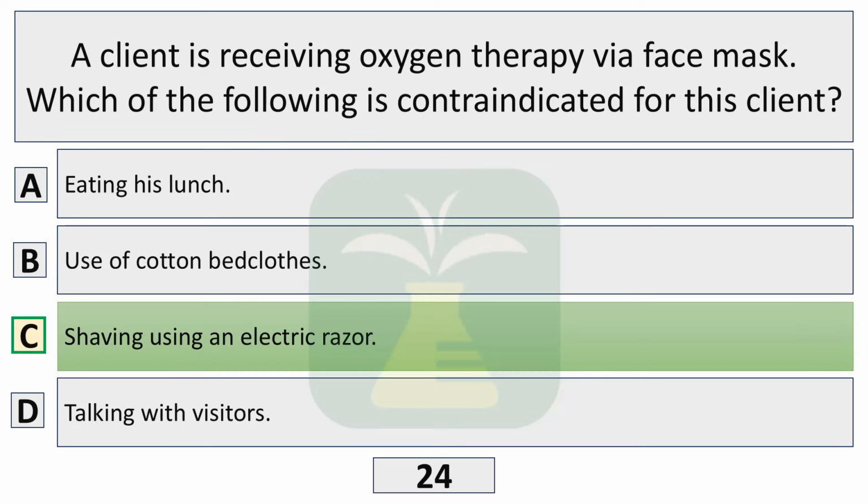Correct answer, C. Shaving using an electric razor. A client who is in oxygen therapy should have safety measures implemented in order to prevent explosion. Use of electric razors or hair dryers while the oxygen is running is not allowed. Combing a client's hair can also create a spark of electricity from his hair that could set off an explosion.